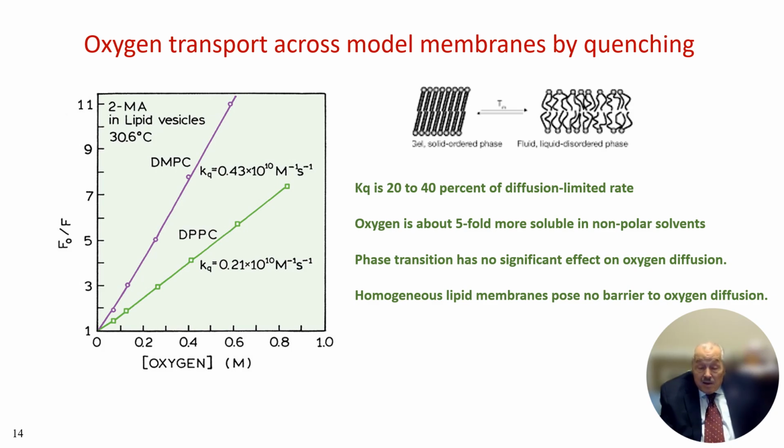So we would conclude that in the model membranes, there's really no significant effect of the phase state on oxygen diffusion, and in fact there's no significant effect of the membrane at all on oxygen diffusion, it just goes right through it. So this is true for homogeneous lipid bilayers.